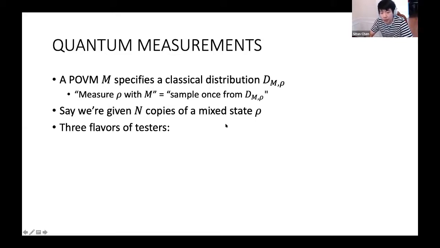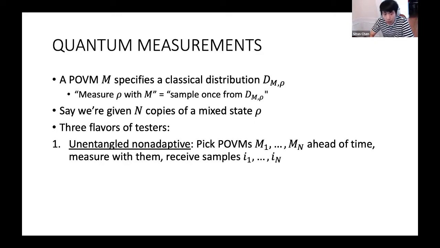Say we're given some collection of copies of mixed state rho. Then there are three different ways of designing a testing algorithm based on interaction via quantum measurements. The most basic would be to use the so-called unentangled non-adaptive sequence of measurements. Namely, you pick a collection of POVMs ahead of time, and then measure your individual copies of rho, receive some measurement outcomes I1 through IN, and base your decision on whether rho satisfies the property you're interested in or is far from satisfying based on these measurement outcomes. This is the most simple-minded way of designing a tester.